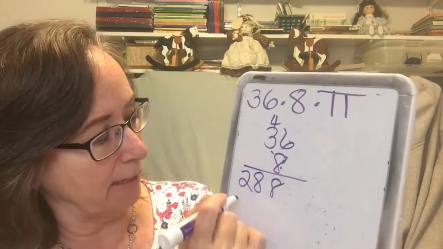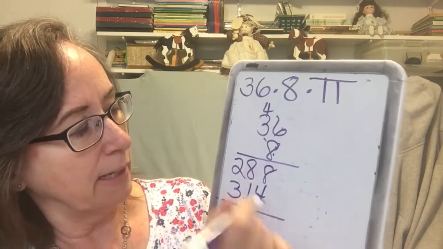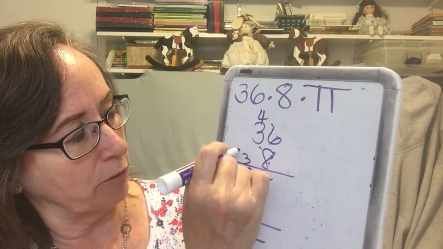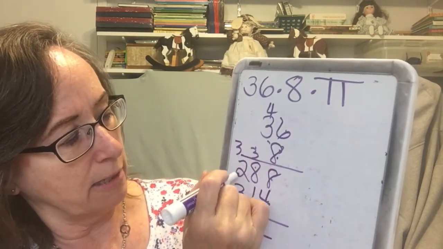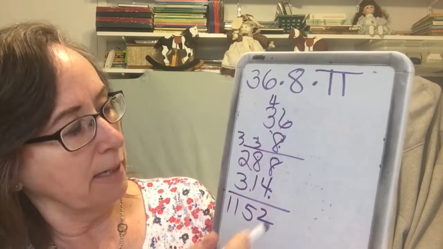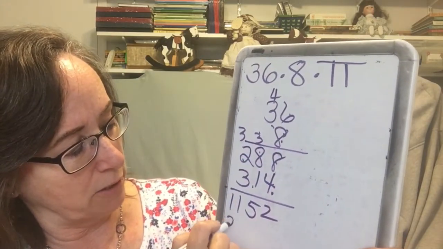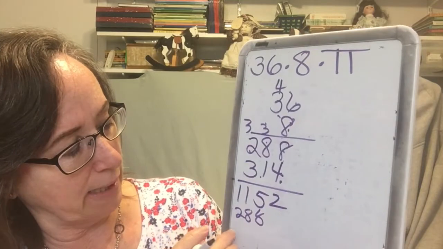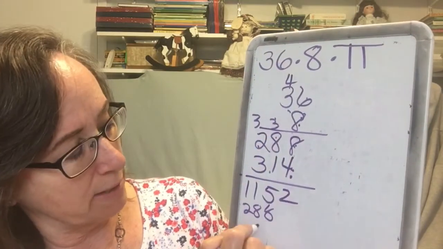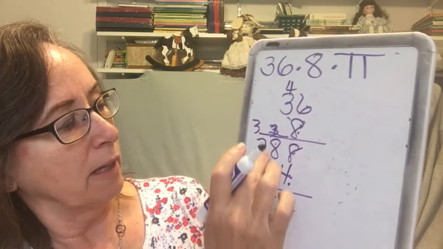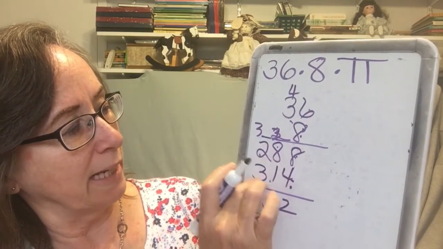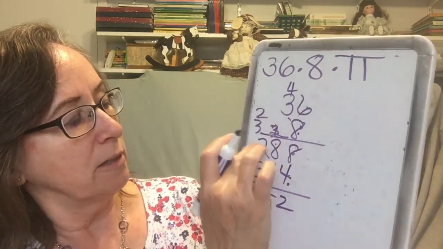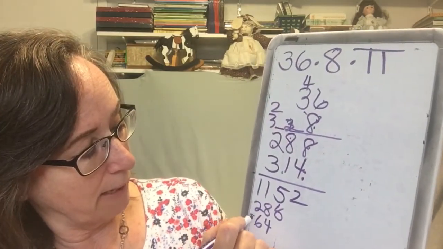288 times pi, 3.14, is going to be 8 times 4 is 32. 8 times 4 is 32, 33, 34, 35. And 2 times 4 is 8, 9, 10, 11. And then 288 times 1 is just going to be 288 moved over 1 with a hole. And 288 times 3, oops, I don't have enough room. So 8 times 3 is 24. Carry the 2. 8 times 3 again is 24. Plus the 2 is 26. Carry the 2. 2 times 3 is 6, 7, 8. So we have that one right there.